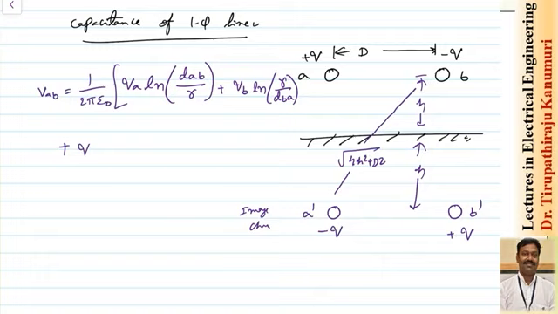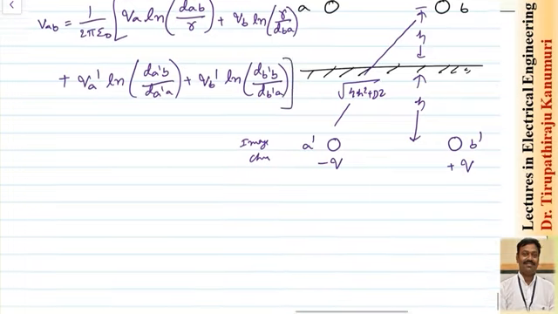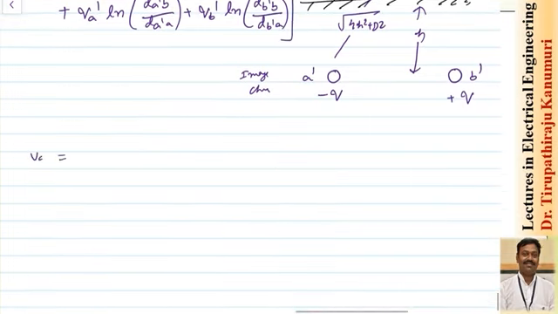Similar is the case for QA dash: ln of the distance of the A dash conductor with respect to B, which is dA dash B, divided by the distance of the A dash conductor with respect to A. Similarly, QB dash into ln of the distance of B dash with respect to B divided by the distance of B dash with respect to A. This is what we have to substitute. So I am just substituting that.